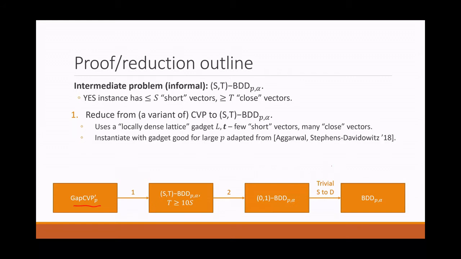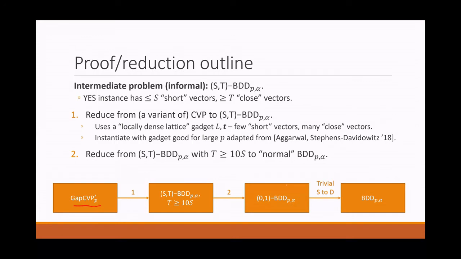And so we're going to instantiate our reduction with the gadget from the work of Agrawal, Stevens, Davidowitz, which works well for large P. We won't use exactly the same gadget that they do, or we use a very similar gadget, but we use somewhat different analysis to study it. We adapt their techniques.